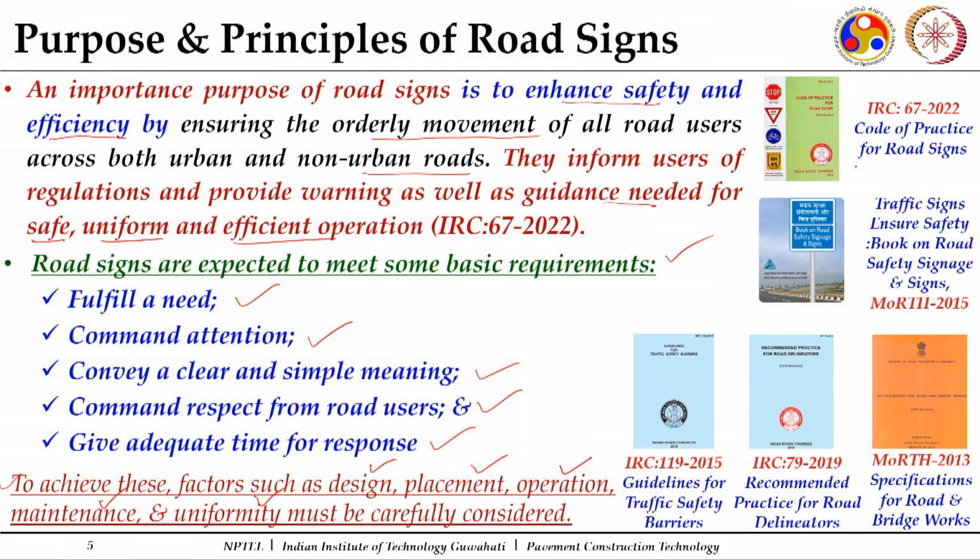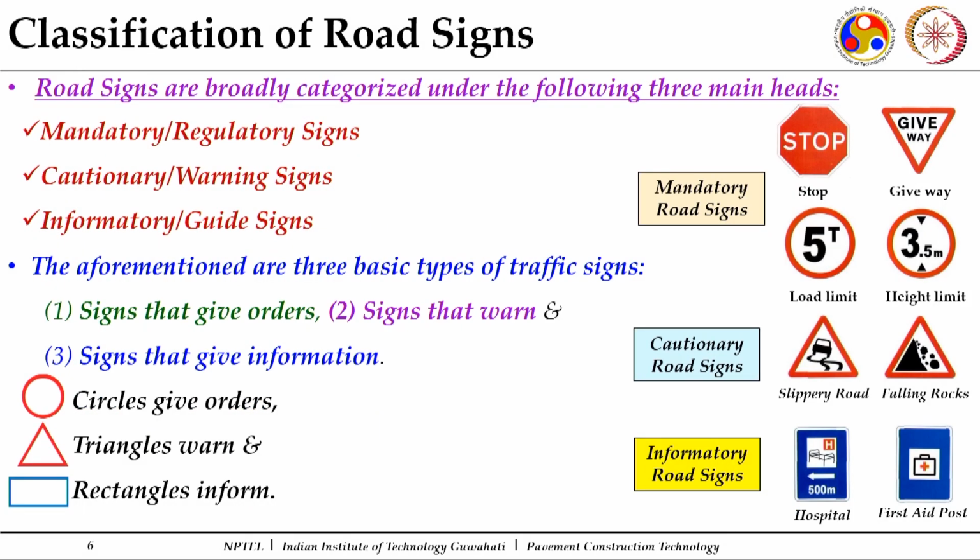We have IRC 67, which is the code of practice for road signs. We have the MORTH 2015 book, Traffic Signs, Ensure Safety, on road safety signages and signs. We have IRC 119, which is guidelines for traffic safety barriers. We have IRC 79 2019, which is recommended practice for road delineators. We have our MORTH specifications for road and bridge works.